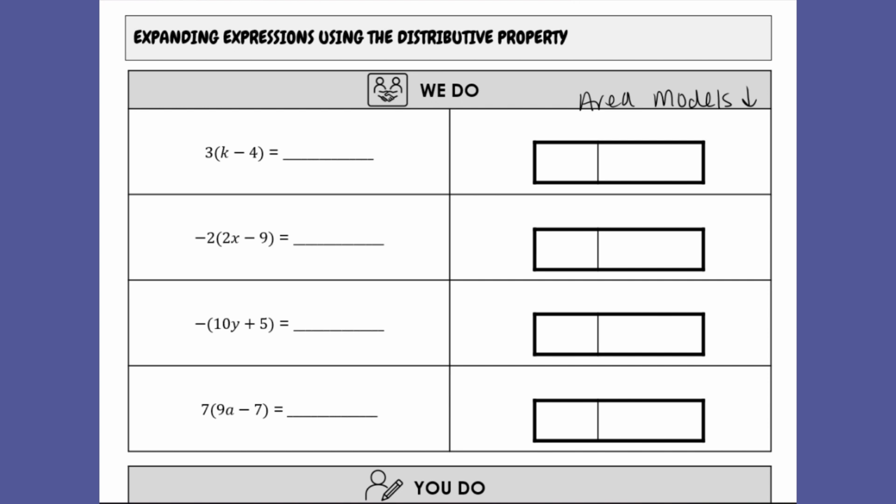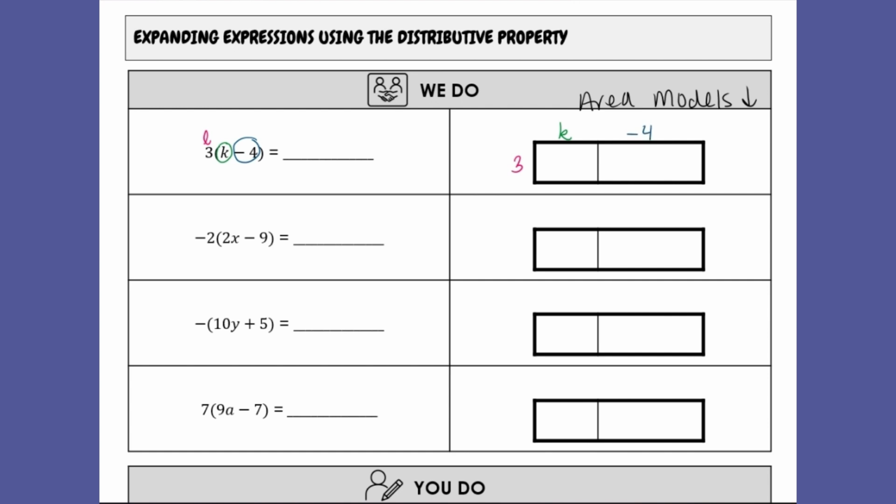And so when we look at the first example, we have 3. Okay, so 3 is going to be our length. So that's going to go there. And then my terms inside, I have K. That's going to be my first width. And then my second term is -4, which is essentially going to be my second width.